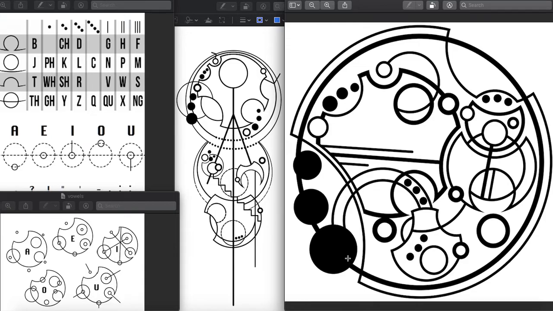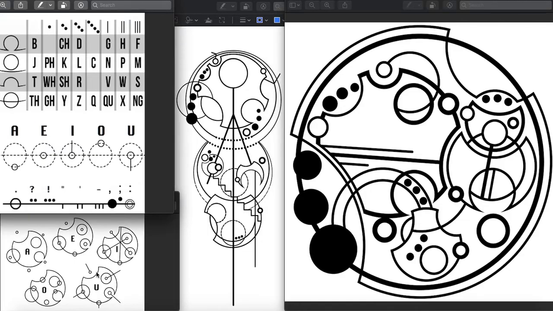So this was done using Loren Sherman's handmade script, which uses a combination of dots and lines on these 4 different stems to make our consonants. And vowels are these smaller circles, and they're kind of tricky, and they change depending on if they're on one of these 4 stems. So this is a B stem, J stem, T stem, and TH stem.